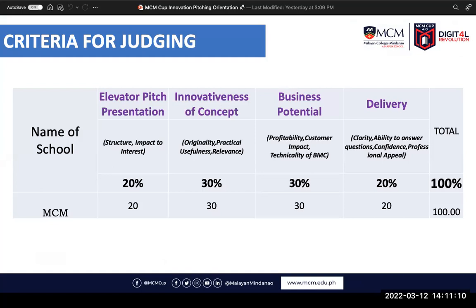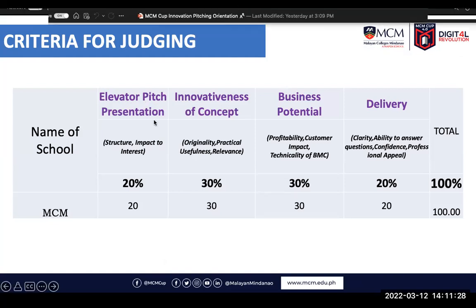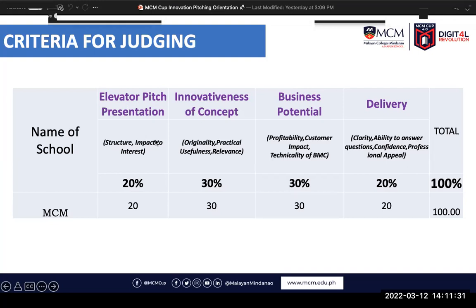This is the sample tally, for let's say MCM, we have here the name of school, and then you will be rated according to these criteria. Our first criterion is elevator pitch, then presentation, innovativeness of concept, business potential, and delivery. The percentage of each of these items are shown here. So we have 20, 30, 30, and 20% respectively, a total of 100%.